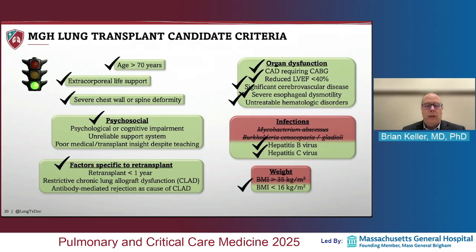We also have a very strict cutoff for weight of a BMI below 35. Now, we understand that BMI is not a perfect surrogate for adipose tissue, and there are patients who have a high BMI in the setting of significant muscle weight, and so we do take that into consideration. But because of complications related to wound healing, mobility, and the like, we do maintain a very strict cutoff there.